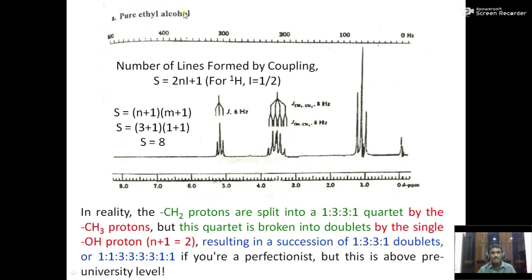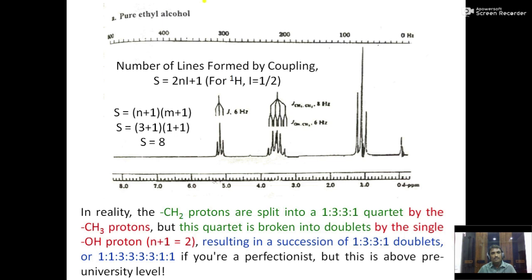In case of absolute ethanol, how the coupling is taking place, we know that. We are simply applying the n+1 rule. On the neighboring carbon or atom, how many protons are there, plus 1. So CH3, CH2, OH. Nearby to CH3, there are 2 protons on the carbon. So you can do 2 + 1, 2 + 1 is 3. So CH3 will give a triplet.